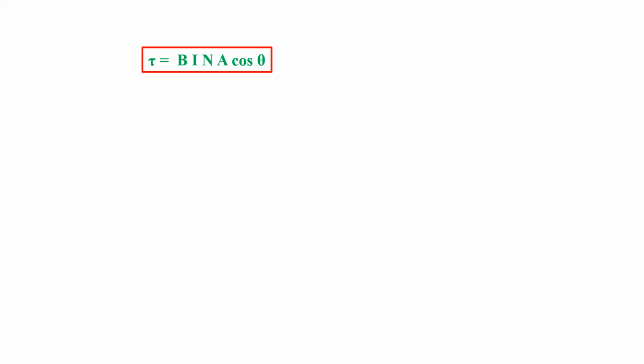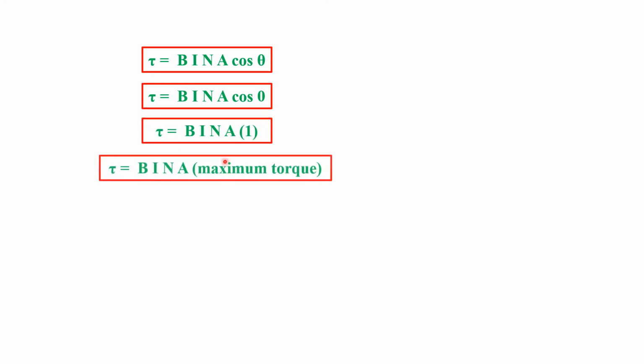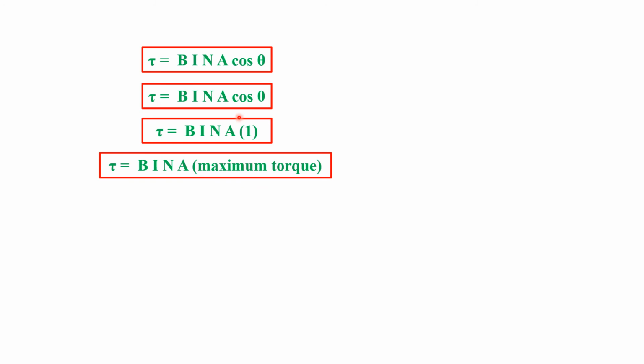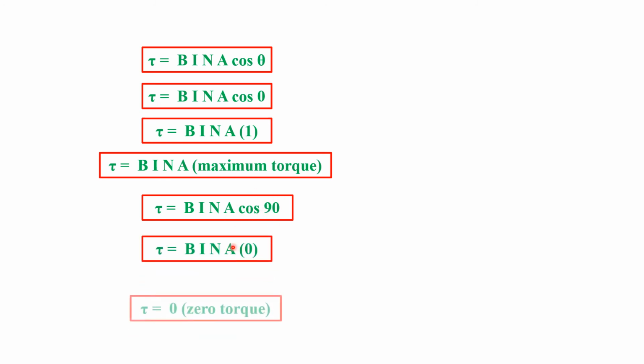When the plane of coil is parallel to the magnetic field, then theta equals to 0 degree, and we get maximum torque because cos 0 is 1. But when the plane of coil is perpendicular to the magnetic field, then we get theta equals to 90 degree, and cos 90 degree equals to 0, then we get 0 torque.